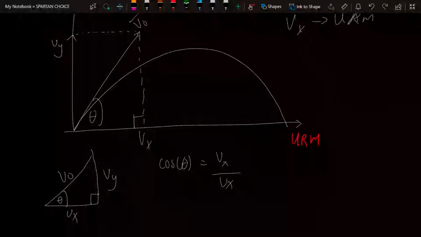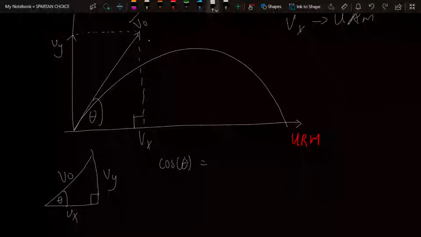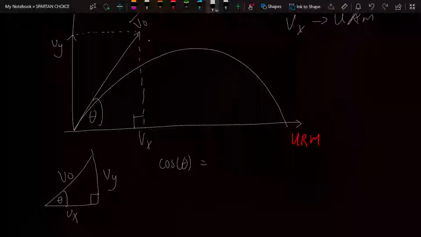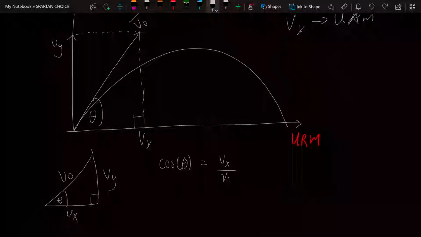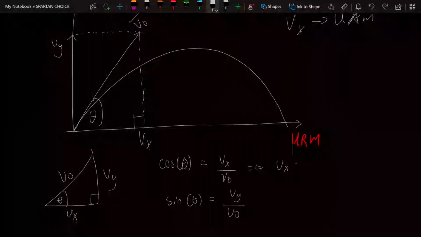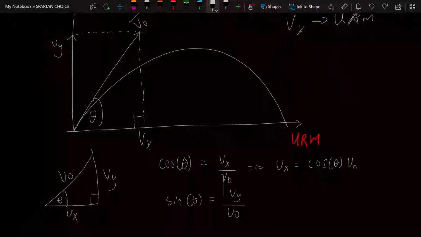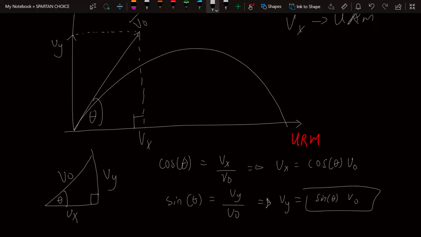Oh my God, what did I just say? Guys, I'm really sorry. Cosine theta is equal to Vx over V0, and sine theta is equal to Vy over V0. Now let's cross multiply. It's 11 o'clock, guys. If I make any mistakes, forgive me. We get that Vx is equal to cosine theta V0, and we get that Vy is equal to sine theta V0, right? Most basic relationships have been established.